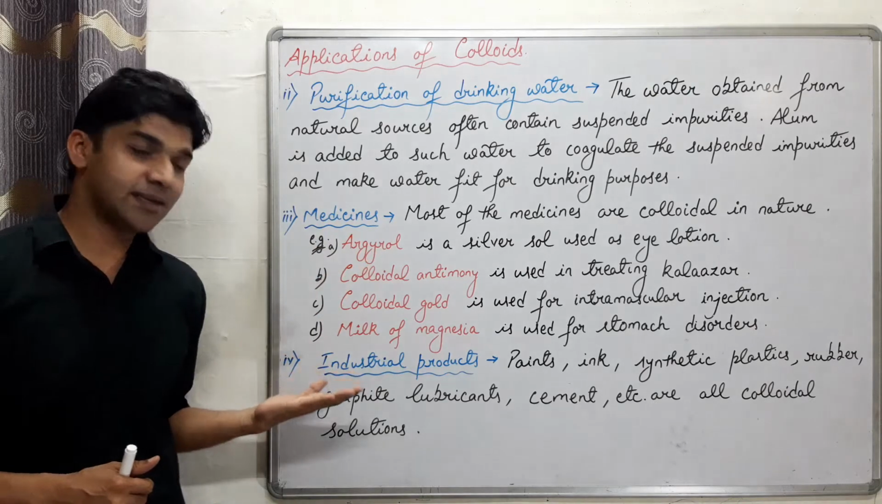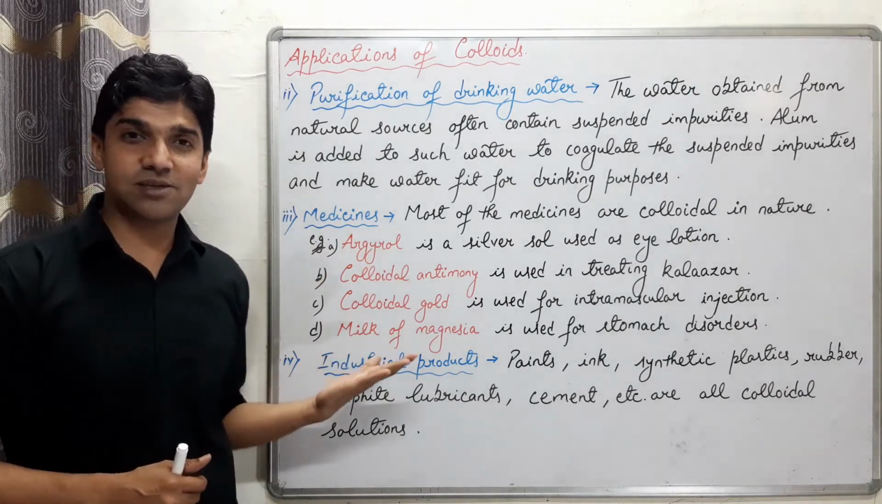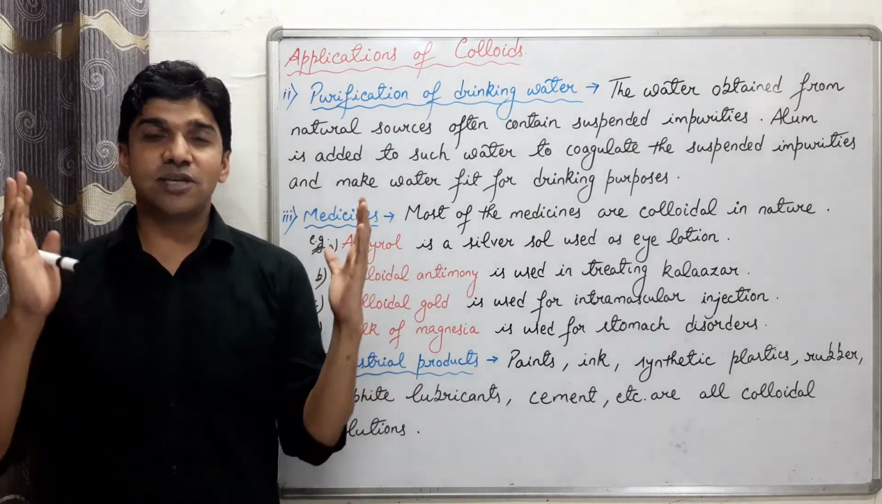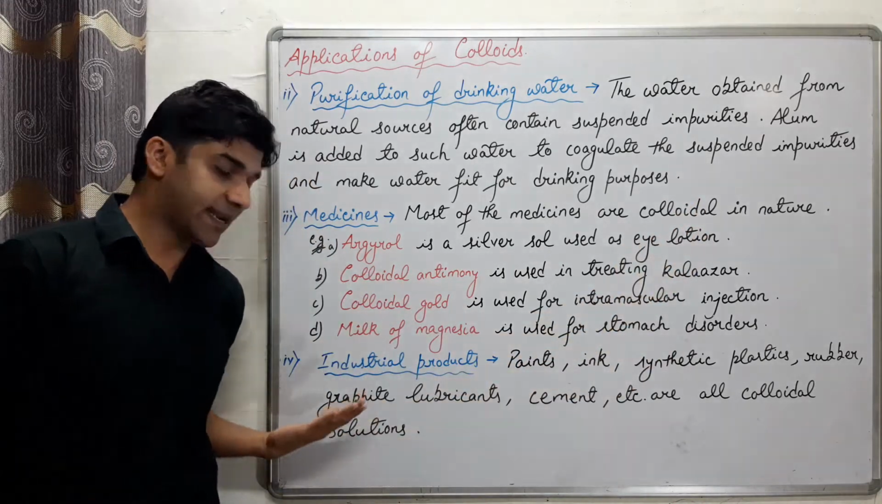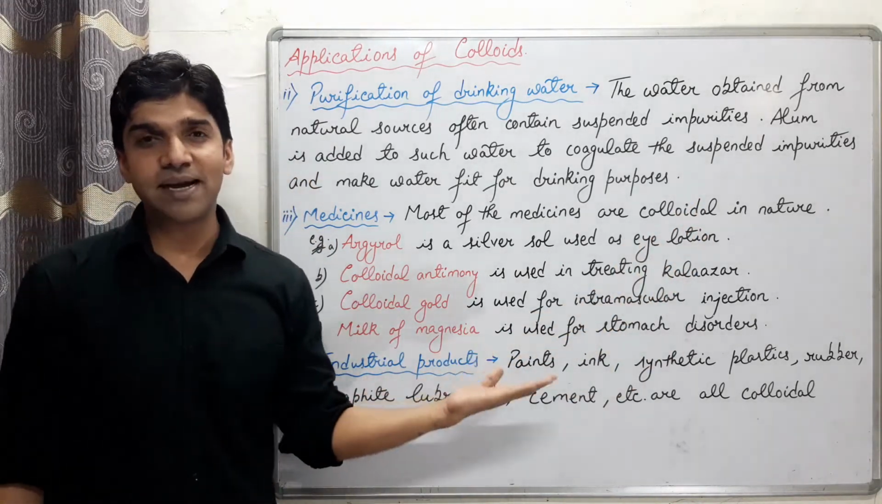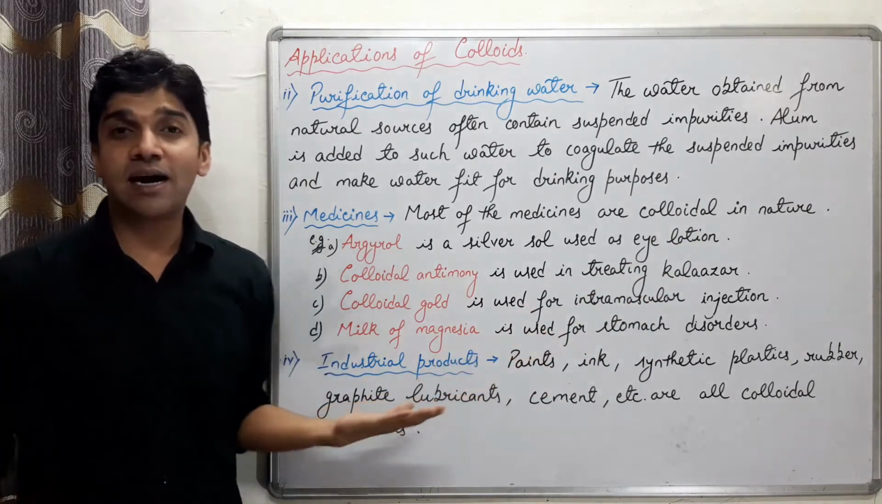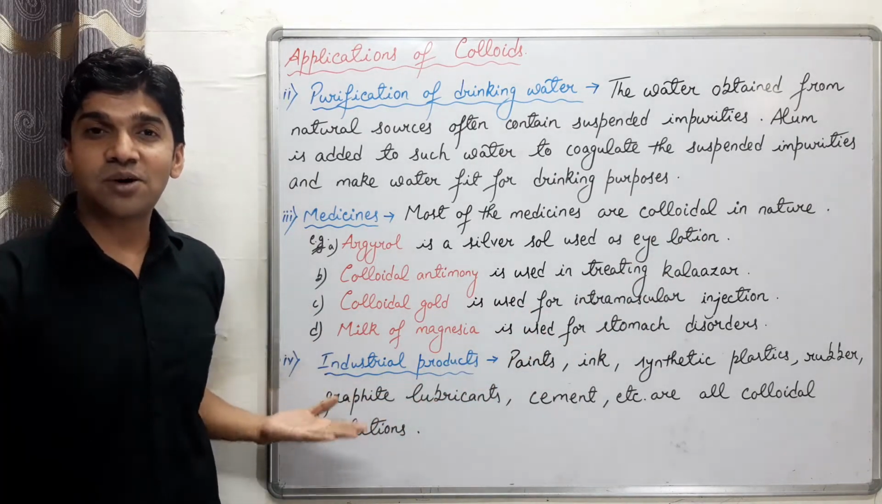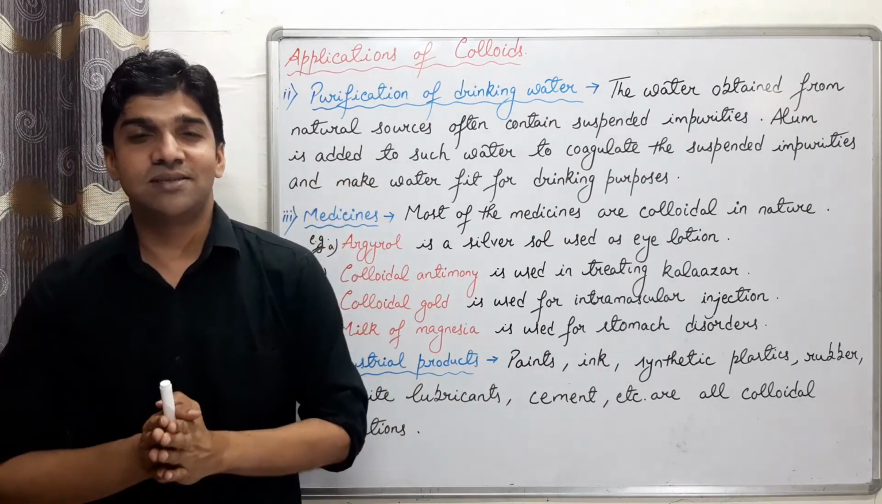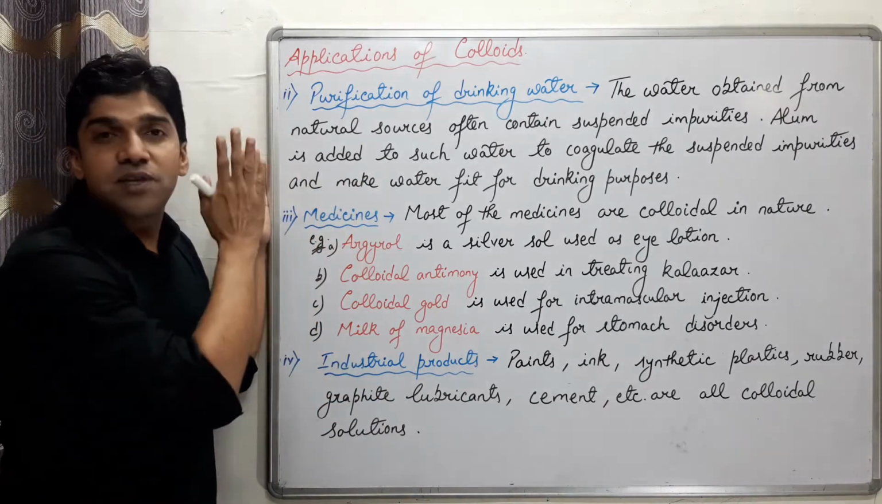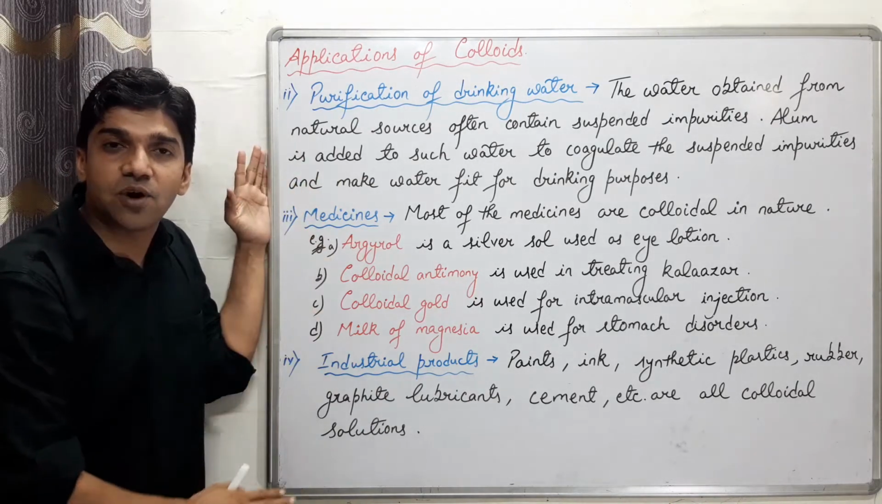अब आते हैं industrial products. So paints, ink, synthetic plastic, rubber, graphite lubricants, cement, etc. all are colloidal in nature. All these industrial products are colloidal in nature. So these are some of the applications of colloid.